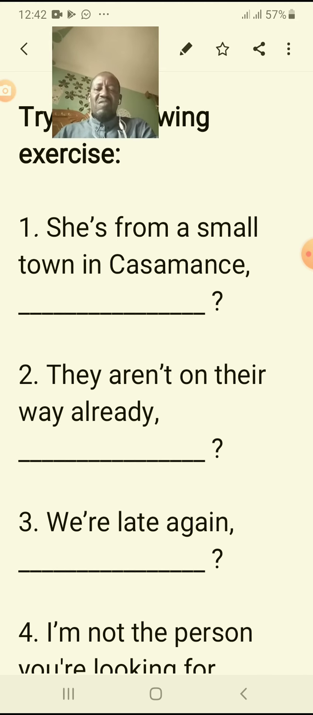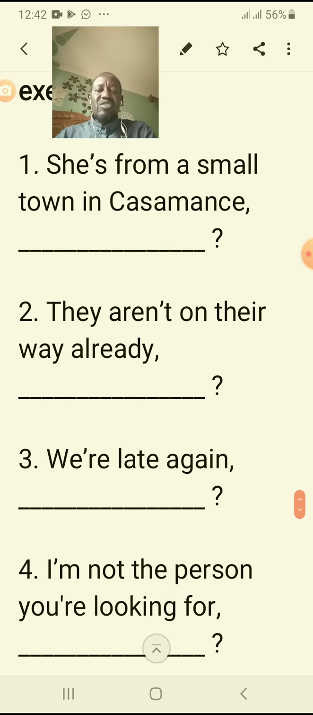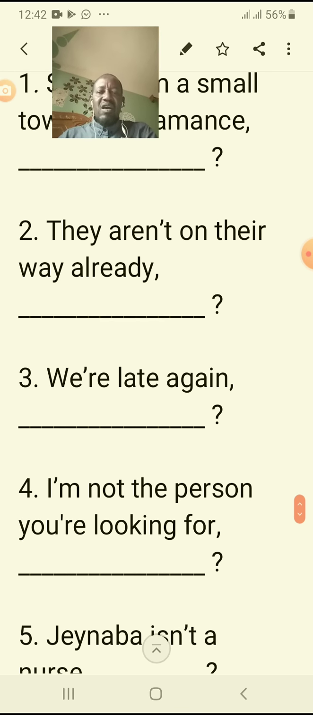Example, let me give you one example. In your reply for number 1, the sentence is, she is from a small town in Casamance. So your audio tag will be, isn't she? Now question number 2, they are on their way already. They aren't on their way already.